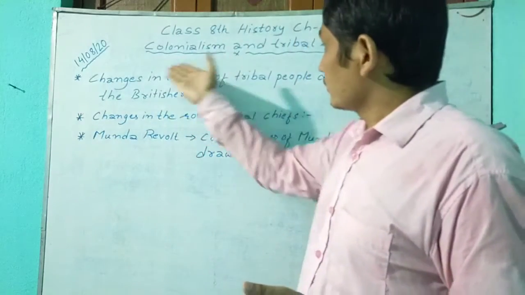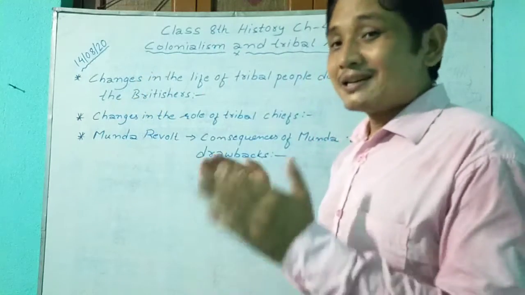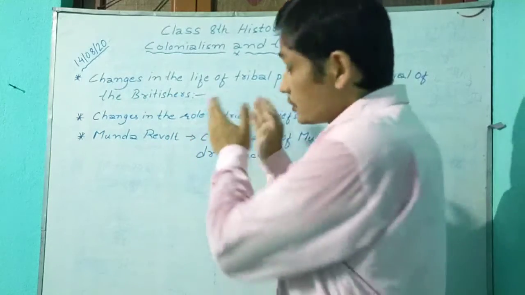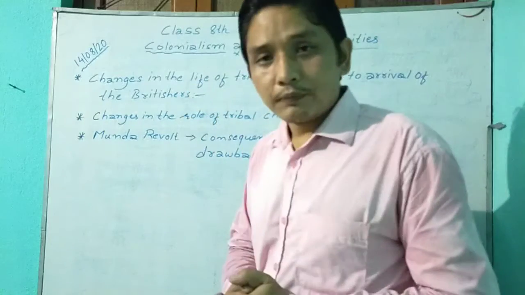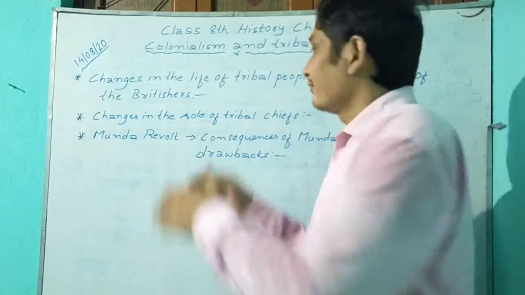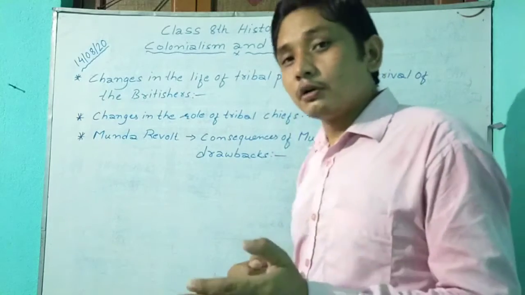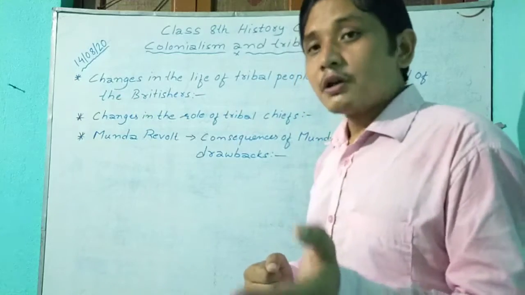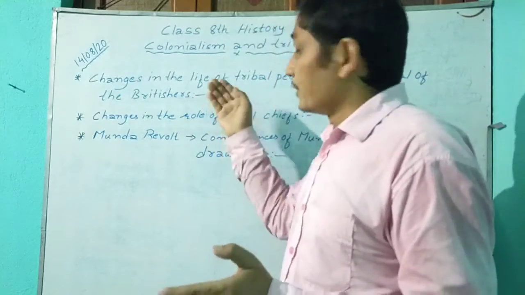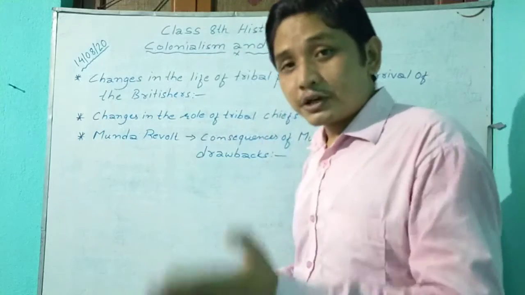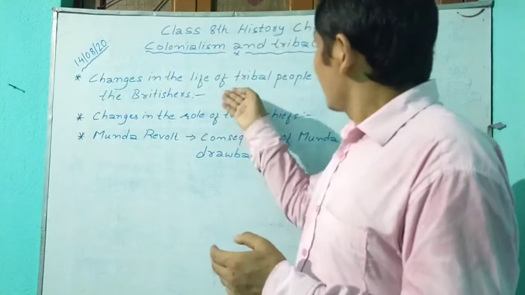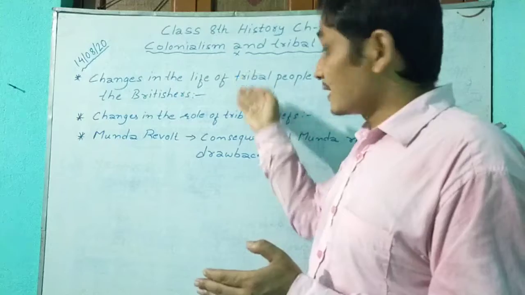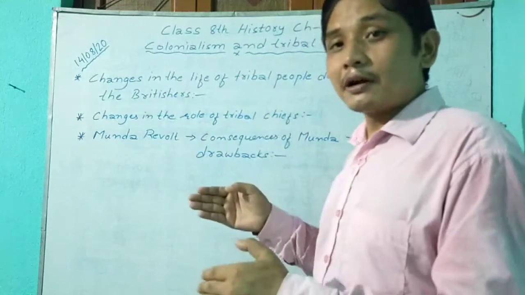That means we can see here, due to the arrival of the Britishers, drastic changes came in the life of the tribal people. They lost their own identity and culture. They suffered a lot economically. They had to change their occupation. There also they didn't get good wages. They were exploited, tortured, suppressed, dominated by the British government, by the moneylenders, by the traders, etc., and they were also compelled to change their religion. So drastic changes we can see in the life of the tribal people after the arrival of the Britishers.